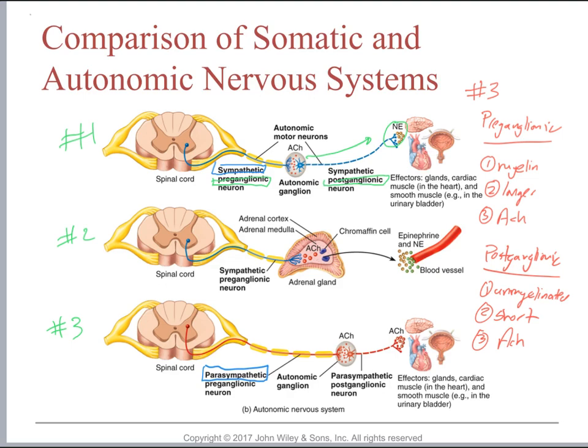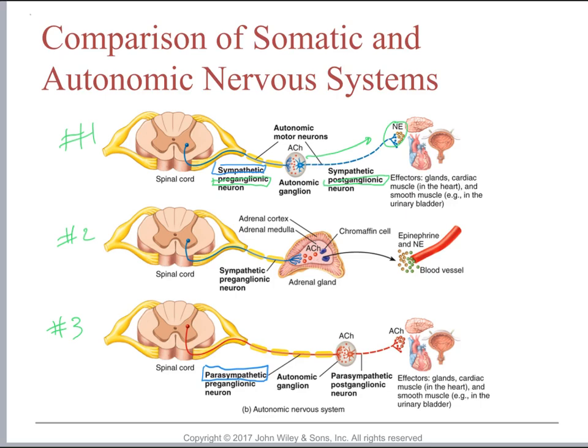So again, why these differences? So when we talk about what they do, look at the effects. They're the exact same effectors in both systems. But again, remember, one is fight and flight, one is rest and digest. Again, these are foils. We're going to get into a little more detail as we continue on with our lecture. Now we can look at number 2.